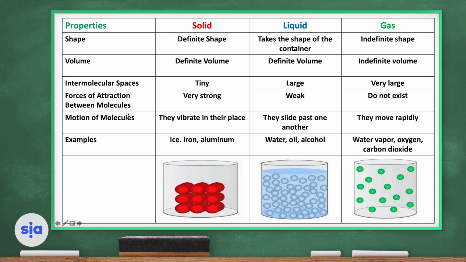Do molecules move? Yes, molecules are in continuous motion. In solids, they vibrate in their place. They shake in their place. In liquid, they slide past one another. And in gas, they move rapidly. Here are some examples for solid: ice, iron, aluminum; liquid: water, oil, alcohol; gas: water vapor, oxygen, and carbon dioxide.